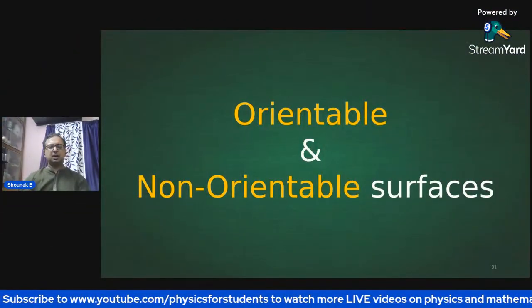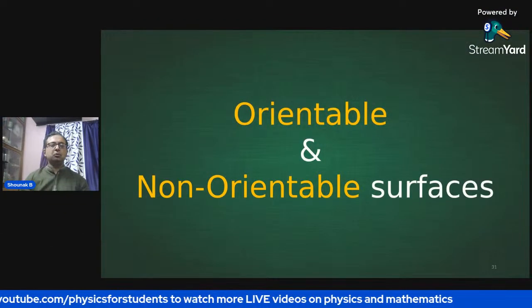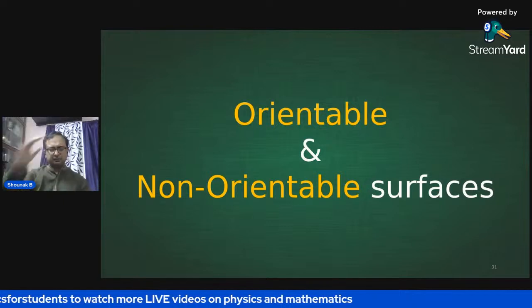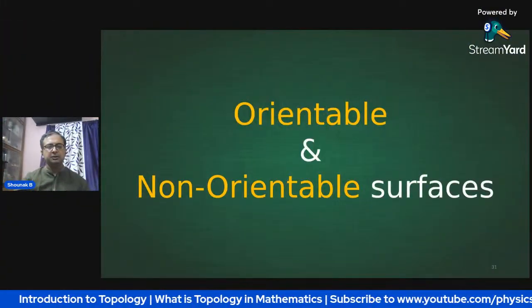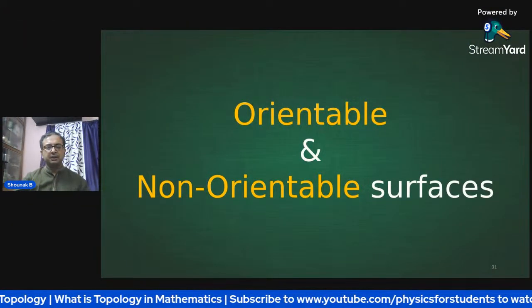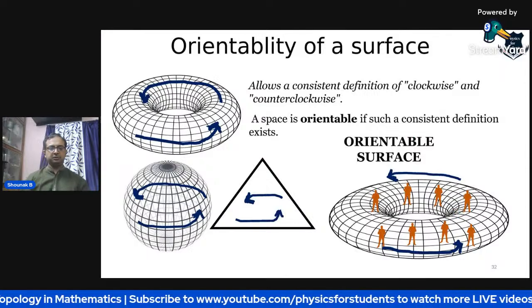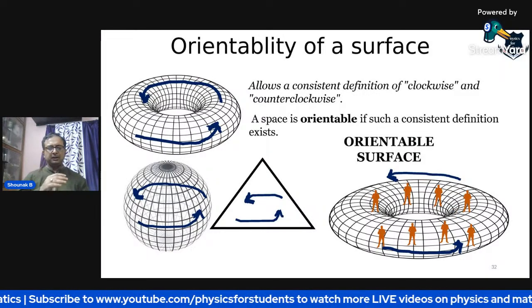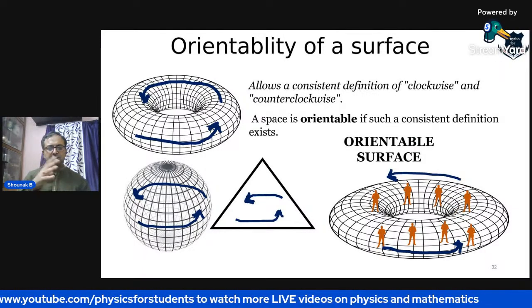So, first today, what we will be doing is that we will study and start with orientable and non-orientable surfaces. This topic has a lot of mathematical implications, a lot of mathematics involved in it. But right now, I will just give you a basic understanding of what an orientable and a non-orientable surface is. Right now, you can see a torus.